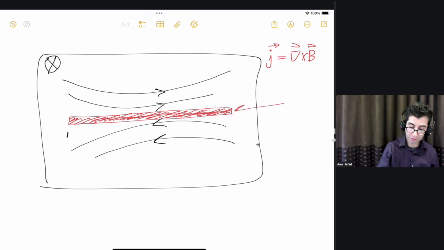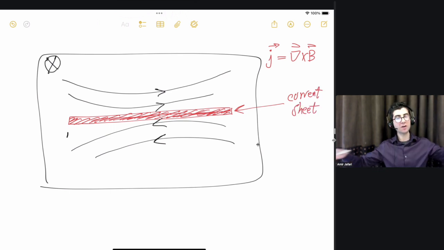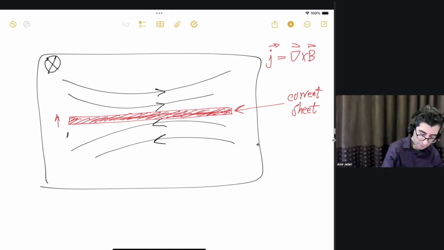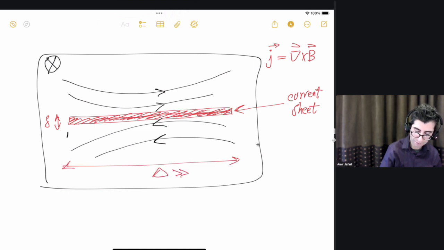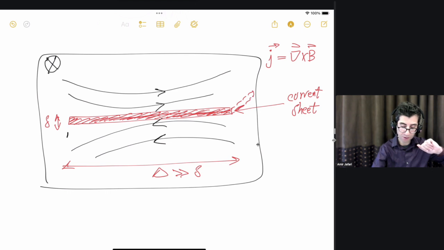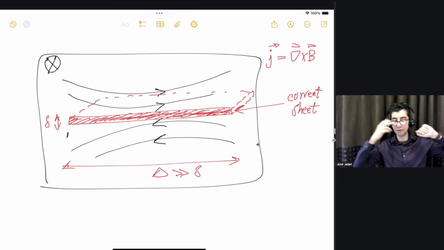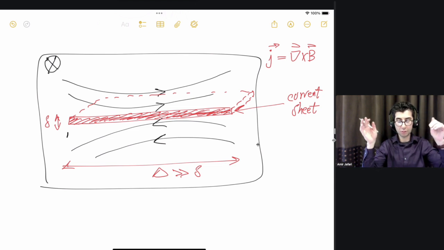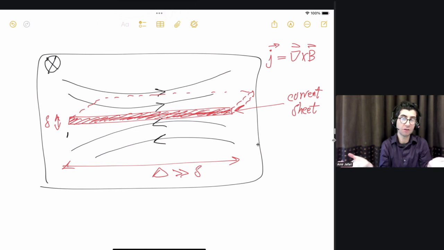So for that reason, this is called a current sheet. It's a sheet because it's kind of thin, little delta, capital Delta. So capital Delta is much larger than small delta. So it's kind of a sheet, and remember, this is three-dimensional, so you have to imagine we have something like this in three-dimensional space. So it's a sheet where we have a strong current, so current sheet, okay?